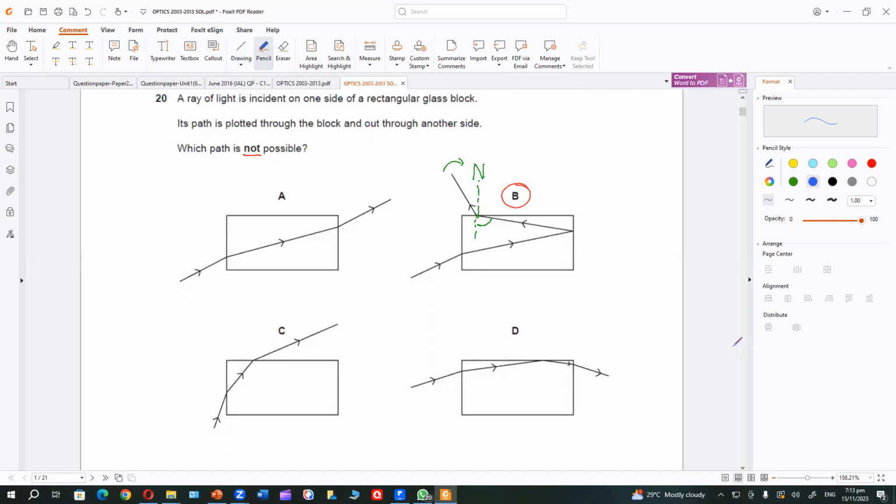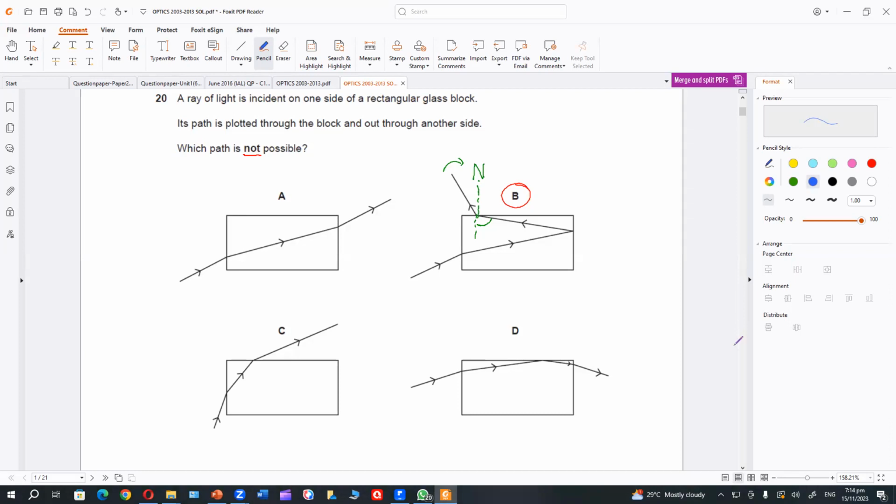The second question is on refraction. I haven't discussed this topic, so I want to show you this working directly, because presently we are doing a crash type of course. A ray of light is traveling. So remember this concept: lighter to denser, a wave bends towards the normal, and denser to lighter, a wave always bends away from the normal. A ray of light is incident on one side of a rectangular glass block. Its path is plotted through the block and out through another side. Which path is not possible? Remember this concept: lighter to denser, bend towards the normal, and denser to lighter, bend away from the normal.